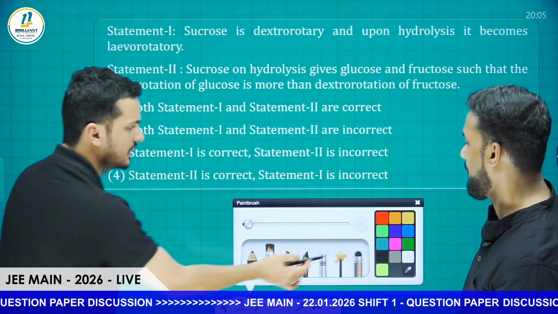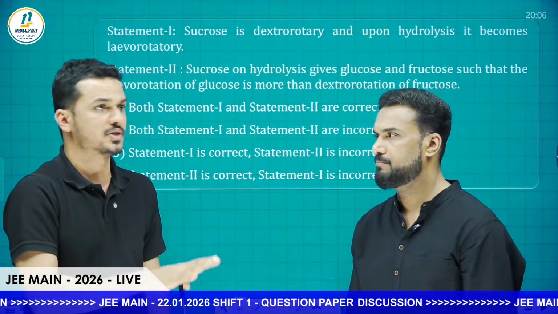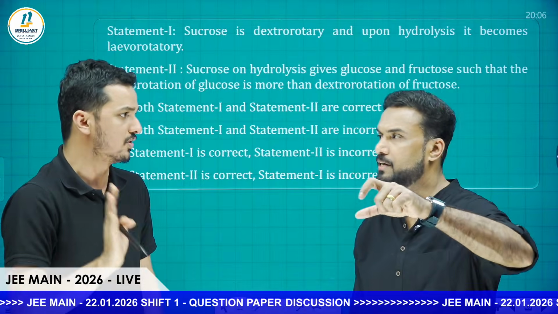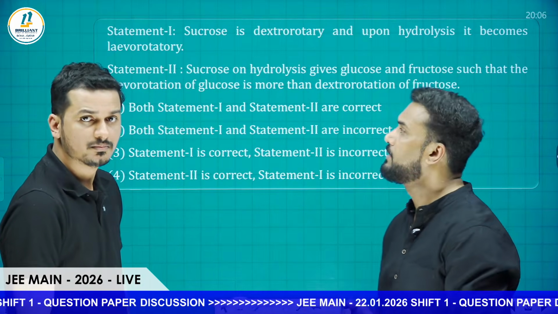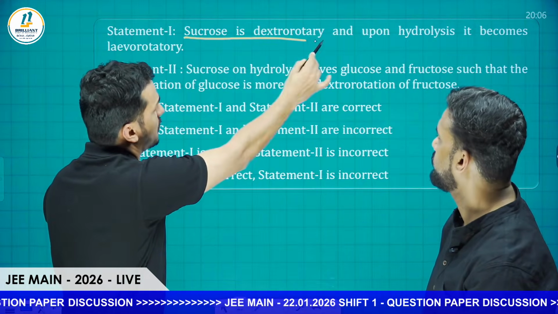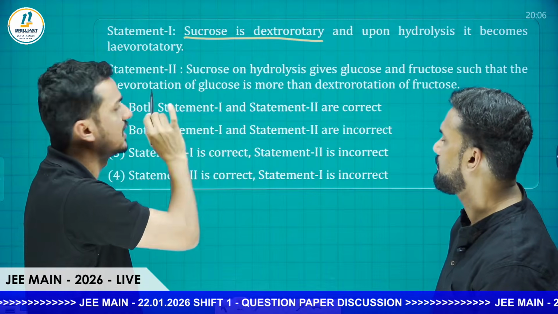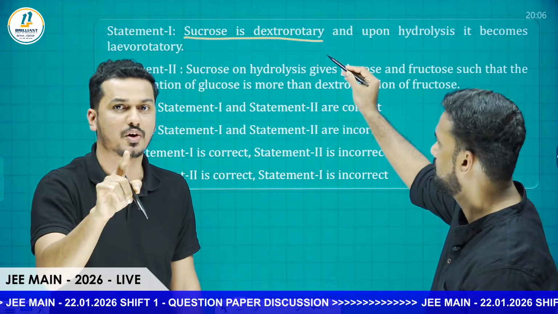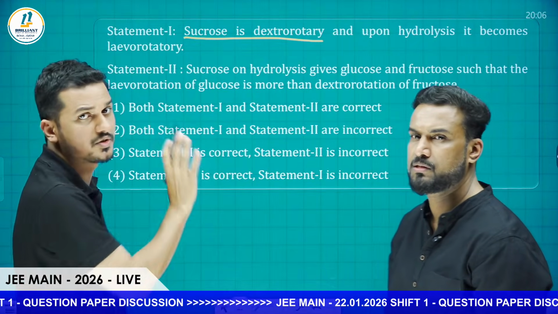This one is a statement question. It came from biomolecules. Yesterday, today also biomolecule questions are there. Sucrose, and this one definitely there will be one question. So sucrose is dextrorotatory, and upon hydrolysis it becomes levorotatory. Exactly, that is what is called the inversion of cane sugar. Invert sugar. Sucrose is called invert sugar.